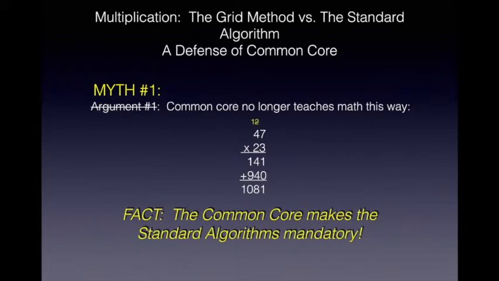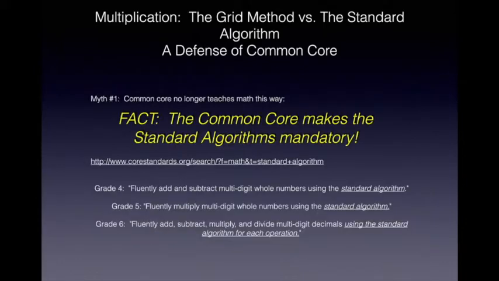So the algorithm for multiplication that we just went through, the standard algorithm for multiplication, according to Common Core, students still have to learn that. Don't believe me? Here's the Common Core standards, and you can get them right off their website. I've got the link right there, www.corestandards.org, and then just search math, standard, and algorithm, and this will pop up.